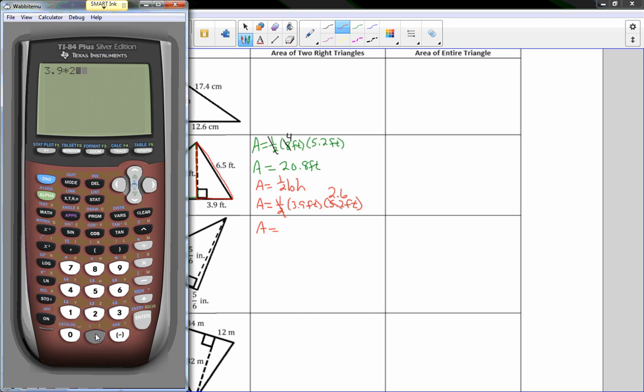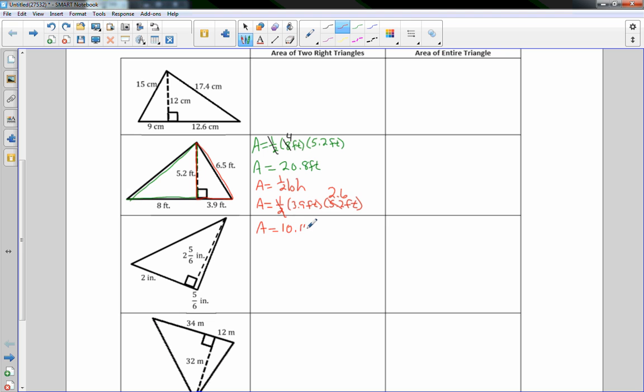3.9 times 2.6 is 10.14 feet squared. So the area total equals 20.8 feet squared. Forgot my square here. Plus 10.14 feet squared. So my total area is 20.8 plus 10.14, which is 30.94 feet squared.